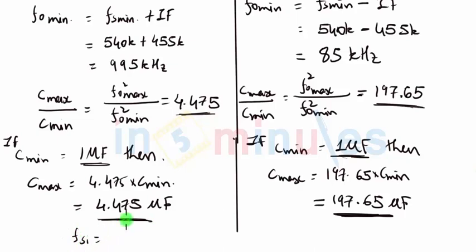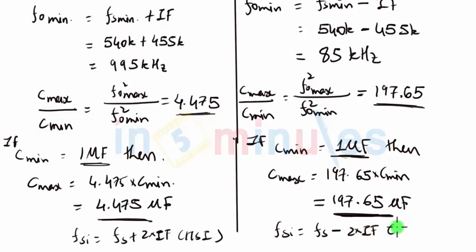But please remember that FSI, when you use high side injection, was defined as Fs plus twice IF. The same FSI when you use low side injection will be defined as Fs minus 2IF. So that's a difference. If in the question it is mentioned that the receiver is using low side injection, then you have to be very careful in calculation of FSI. In that case, FSI will be Fs minus 2IF. This is because of the different definitions in case of LSI compared to HSI.